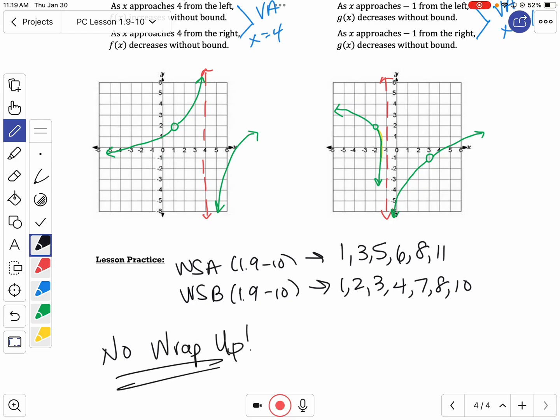I'll take that off. It's on there, but don't worry about doing it. So don't worry about your wrap up today. Good job. Practice this a little bit. You're going to need it, right?